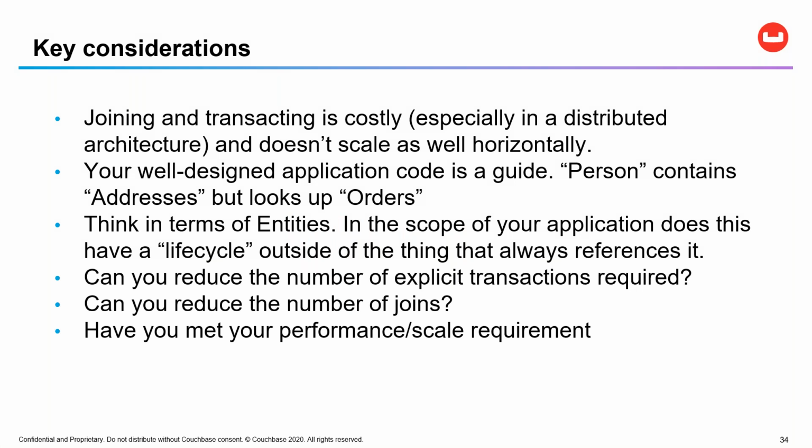Well, here are our key considerations. The first consideration is that joining and transacting is costly in a distributed environment. It doesn't scale as well horizontally. Since JSON documents can embed related information in the construct of a record, consider minimizing joins by eliminating disparate tables and incorporating the detail directly to the record itself.